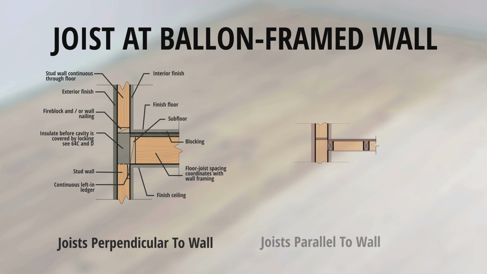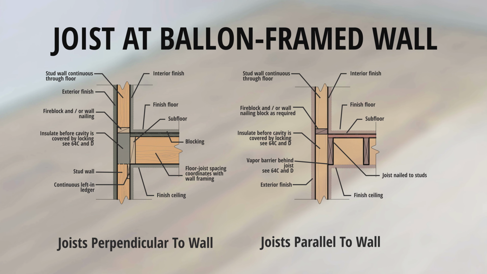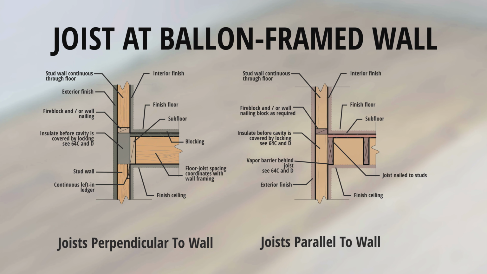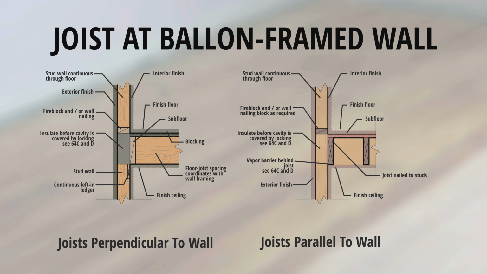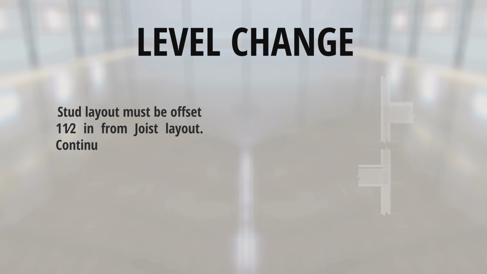Joist parallel to wall. Stud wall continuous through floor. Fire block and/or wall nailing block is required. Insulate before cavity is covered by joist. Vapor barrier behind joist. Exterior finish. Interior finish. Finished floor. Subfloor. Joist nailed to studs. Finished ceiling. Level change. Stud layout must be offset 1 1/2 inch from joist layout.